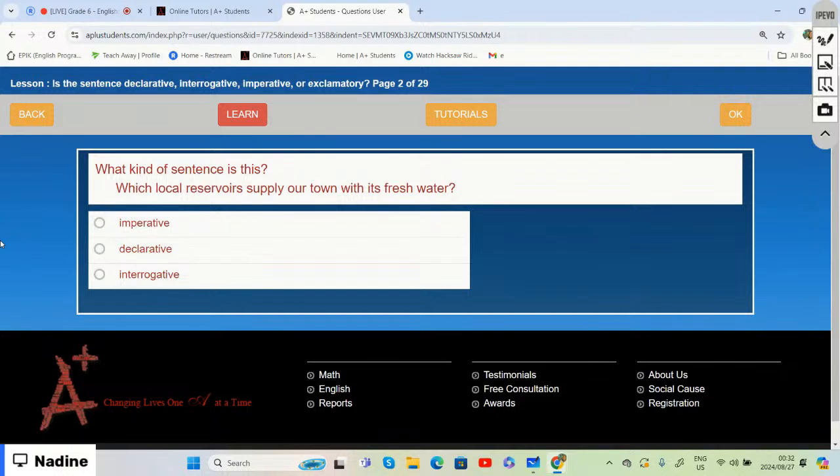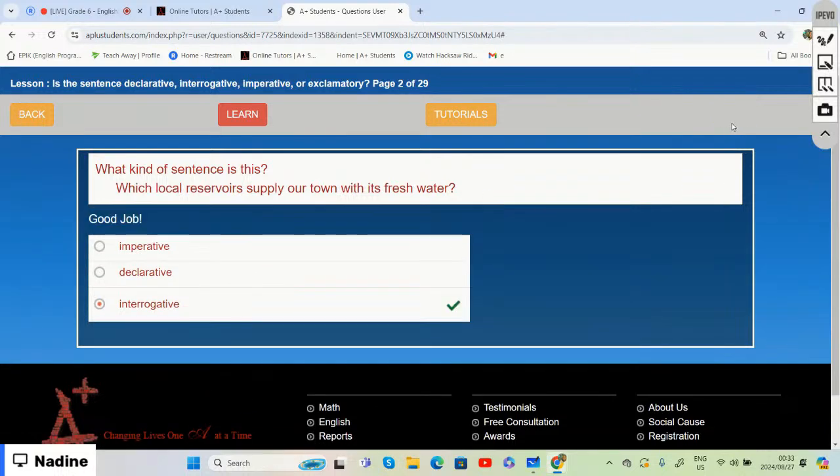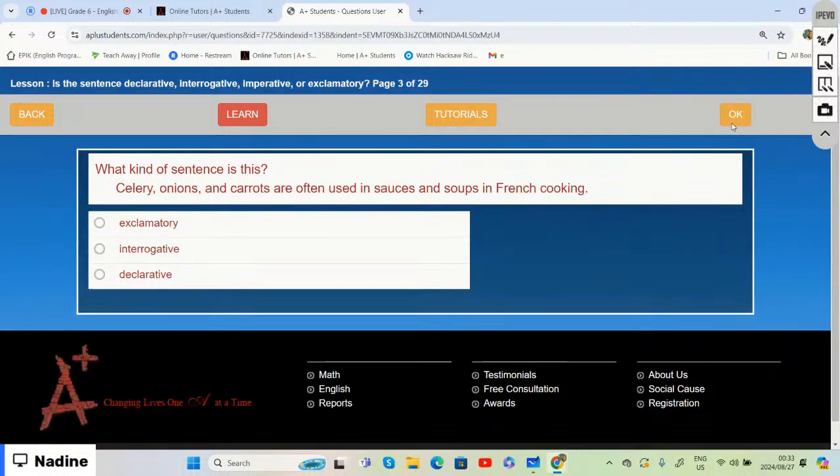All right. And if we were to choose the correct one, we would say which local reservoir supplies our town with its fresh water? And we would say this is an interrogative sentence, because an interrogative sentence is like we ask questions and it ends with a question mark. So option three is correct.